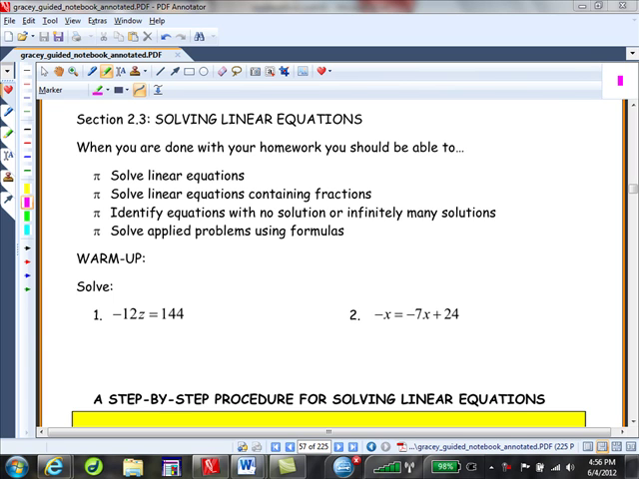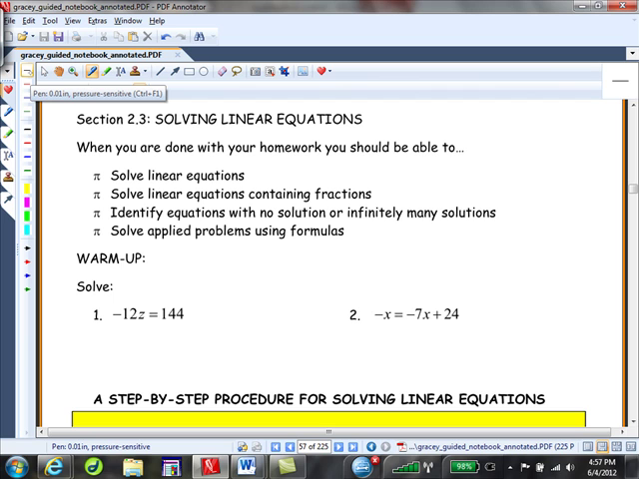Today we'll be going over how to solve linear equations, solve linear equations containing fractions, identify equations with no solution or infinitely many solutions, and then use these skills to solve applied problems. So here we go. Why don't you go ahead and attack that warm-up and see how you do. Pause the movie and do the warm-up. On your mark, get set, go.